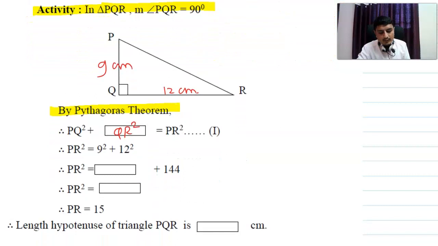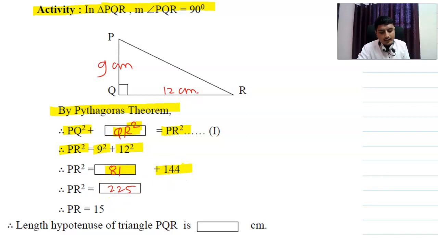So to evaluate the value of PR square, we have PR square equals the value of PQ, which is 9, so 9 square, plus the value of QR, which is 12, so 12 square. Well known, 9 square, 9 nines are 81, while 12 square, 12 twelves are 144. So 81 plus 144 we are getting 225.